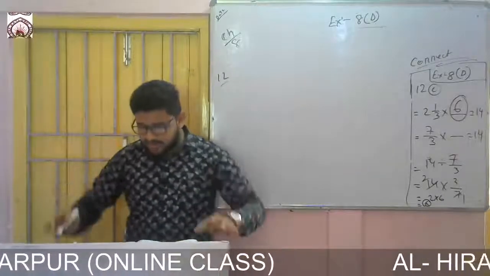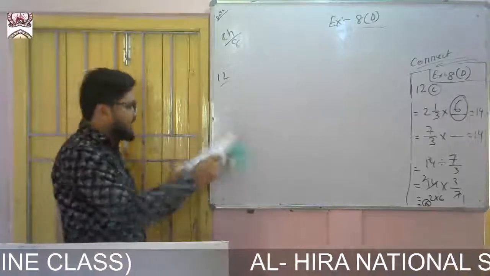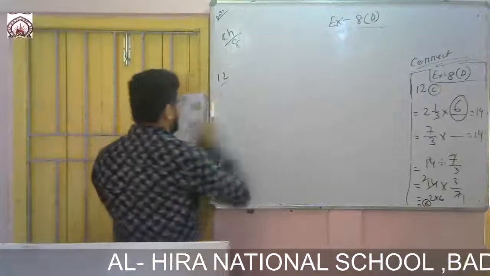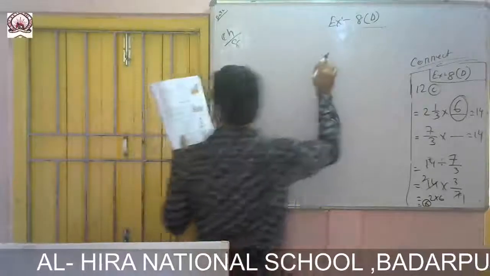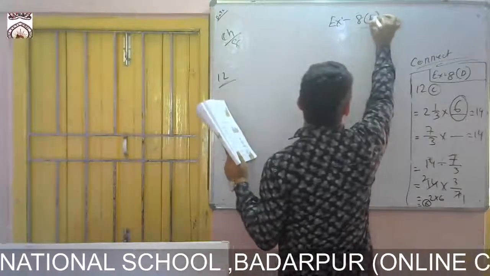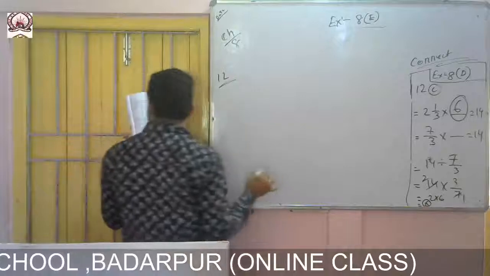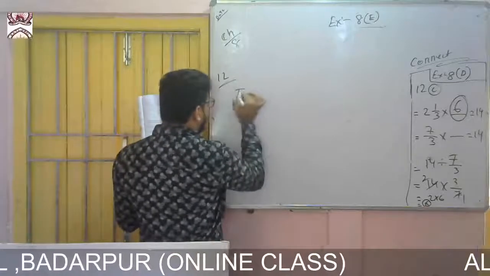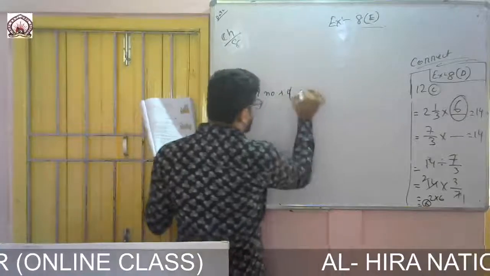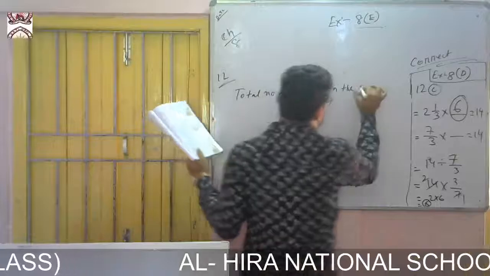Now come to exercise 8E. On Sunday a restaurant had 100 guests. Write: total number of guests. It is exercise 8E, the last exercise for this chapter. Exercise 8E, question number 1. So write total number of guests in the restaurant.